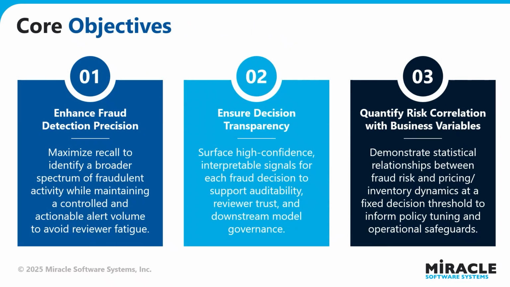Our solution is built with three core objectives in mind. First one, enhance fraud detection precision. Capture a wide spread of fraudulent activity while keeping alerts manageable and actionable. Ensure decision transparency. Every flagged order comes with clear reasoning, so finance, operations, and compliance can trust and audit results. Finally, quantify risk correlation with business variables. It demonstrates how fraud links with pricing and inventory behavior, enabling leadership to refine policies and also protect revenue.